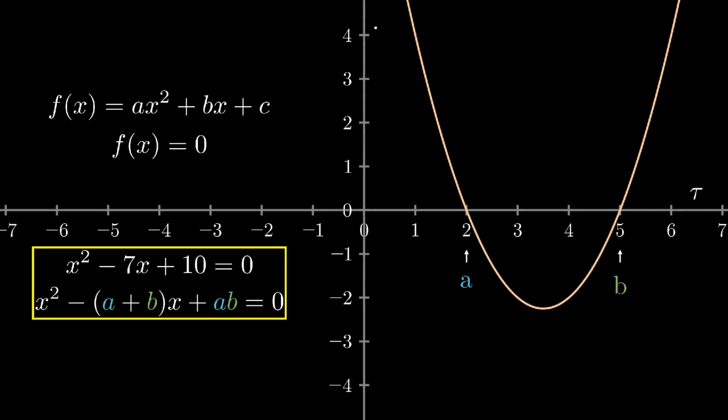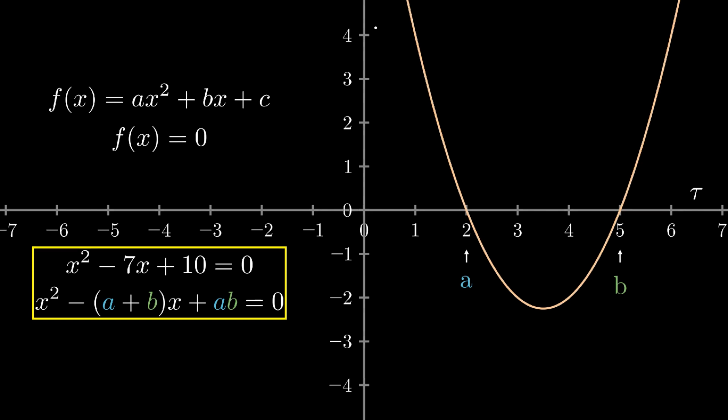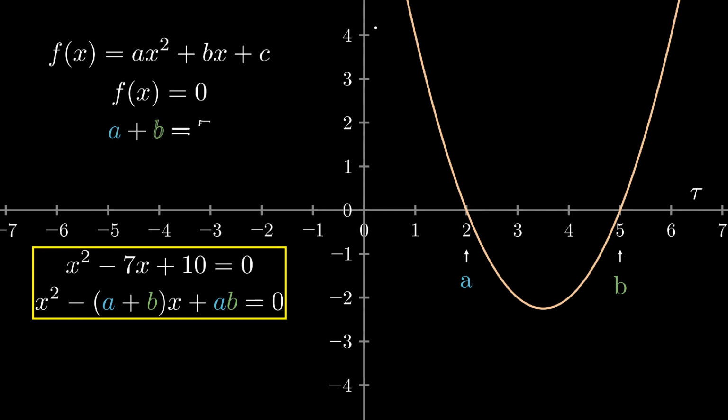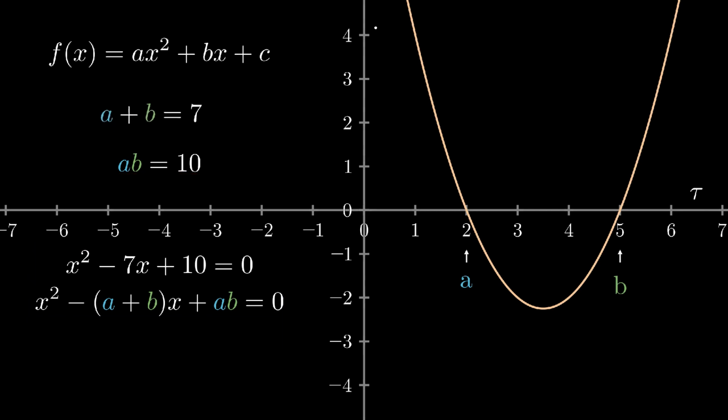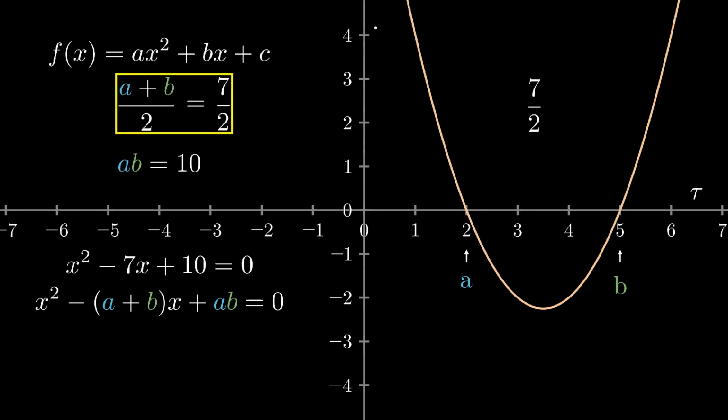Comparing these two equations, we can say that the sum of the roots is equal to 7 and the product of the roots is equal to 10. From the first equation, if we divide both sides by 2, we can find the average of the roots of this function. Let's plot this value, 7 over 2, on the graph. This value is the midpoint between the roots a and b.